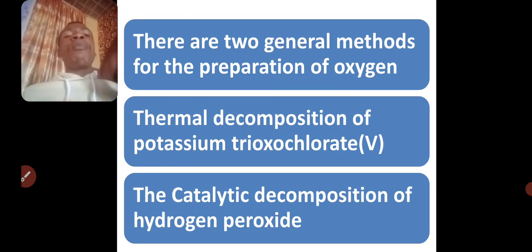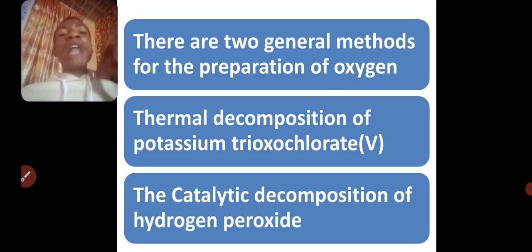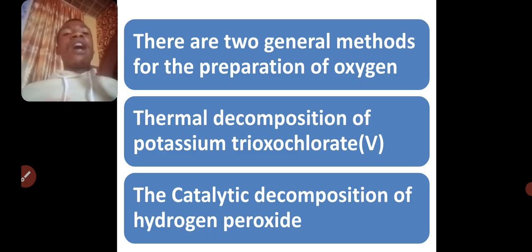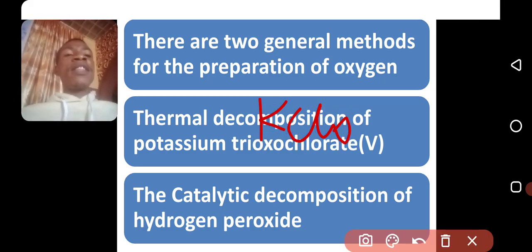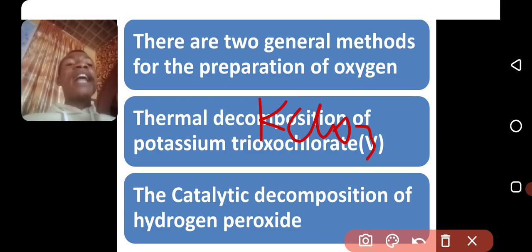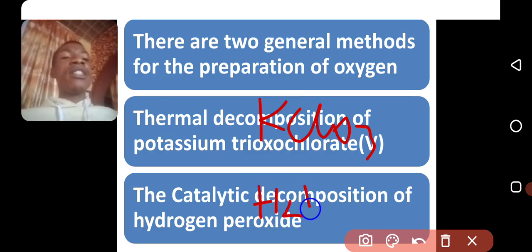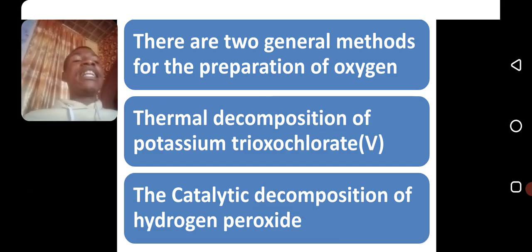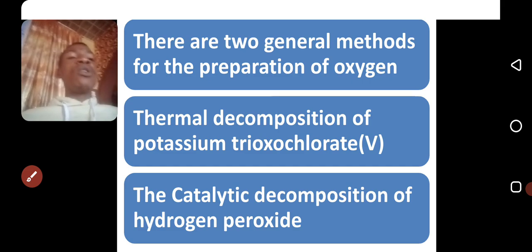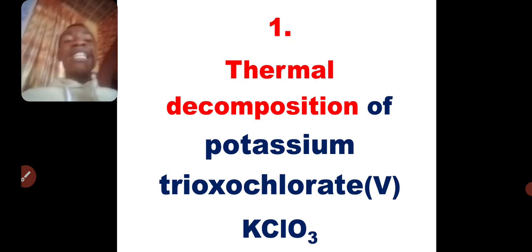How do you prepare oxygen in the laboratory? There are 2 methods you can use. Number 1, you can use thermal decomposition of potassium chlorate(V), KClO3. Secondly, you can use catalytic decomposition of hydrogen peroxide. So those 2 methods can generate oxygen. And if you take note, both compounds contain a sufficient amount of oxygen atoms.